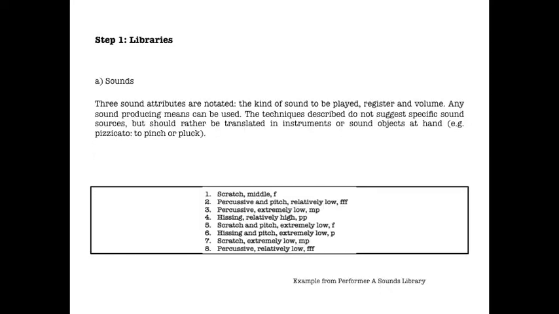A. Sounds. 3 sound attributes are notated: the kind of sound to be played, register, and volume. Any sound producing means can be used. The techniques described do not suggest specific sound sources, but should rather be translated in instruments or sound objects at hand, for example pizzicato, to pinch or pluck.